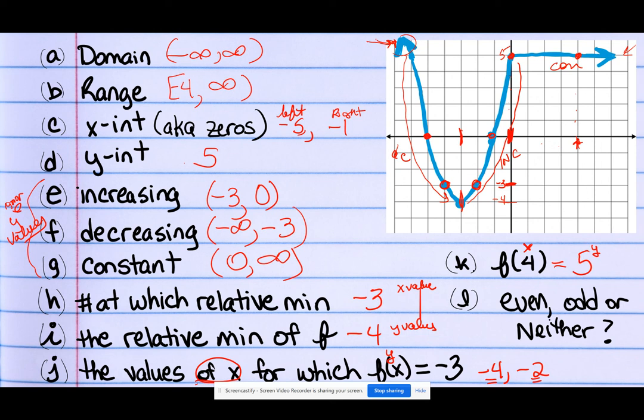Last question. Even, odd, or neither. This is neither. There is no symmetry to this graph. This is neither.